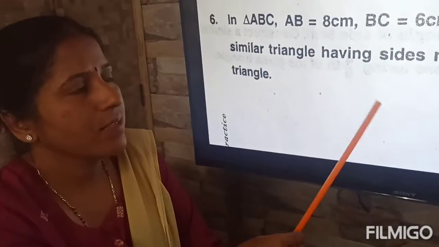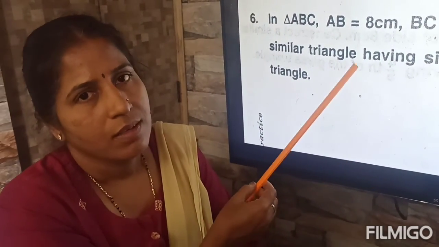Okay, practice these two constructions. Practice all the given constructions and the example sums I gave you to do yourself. Do all those, practice properly.